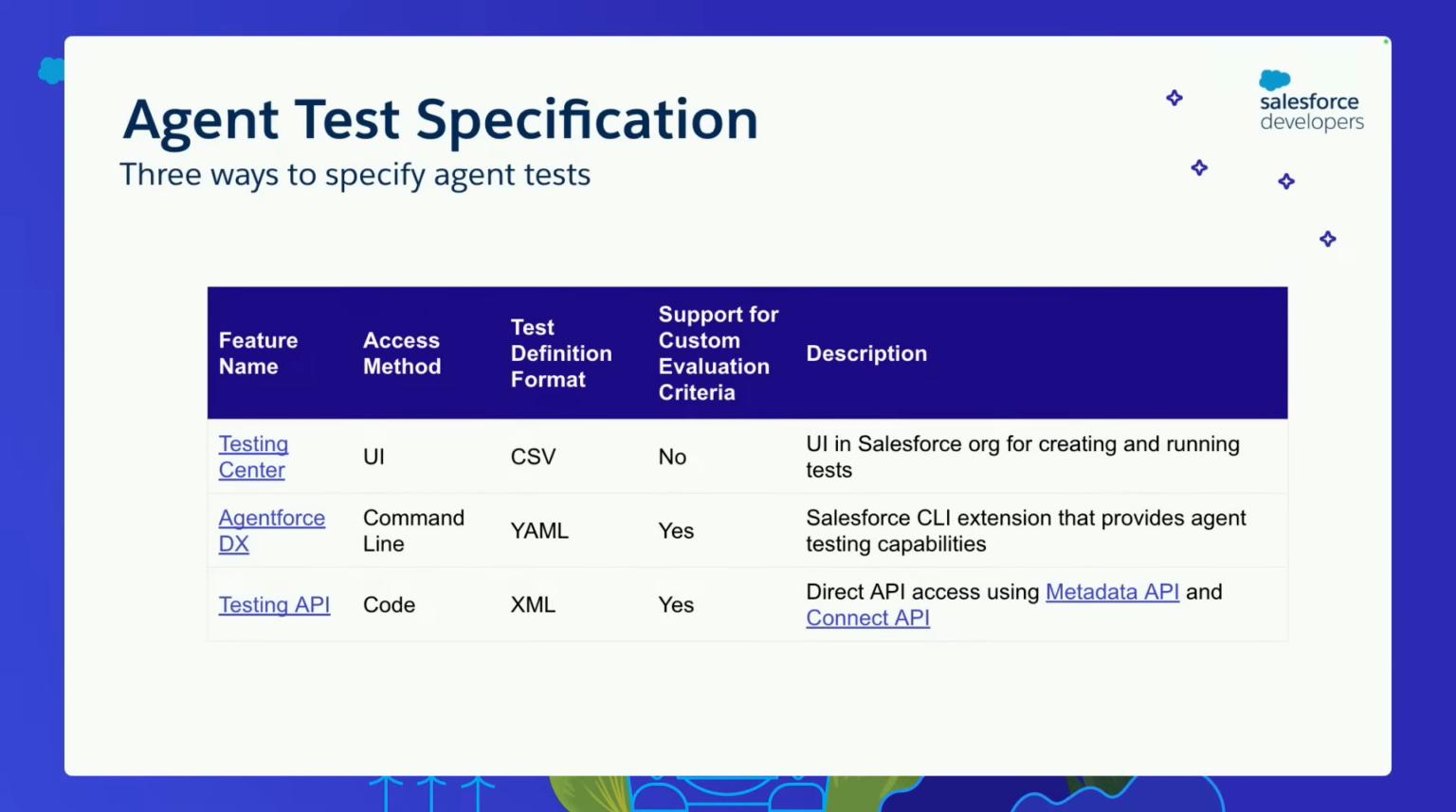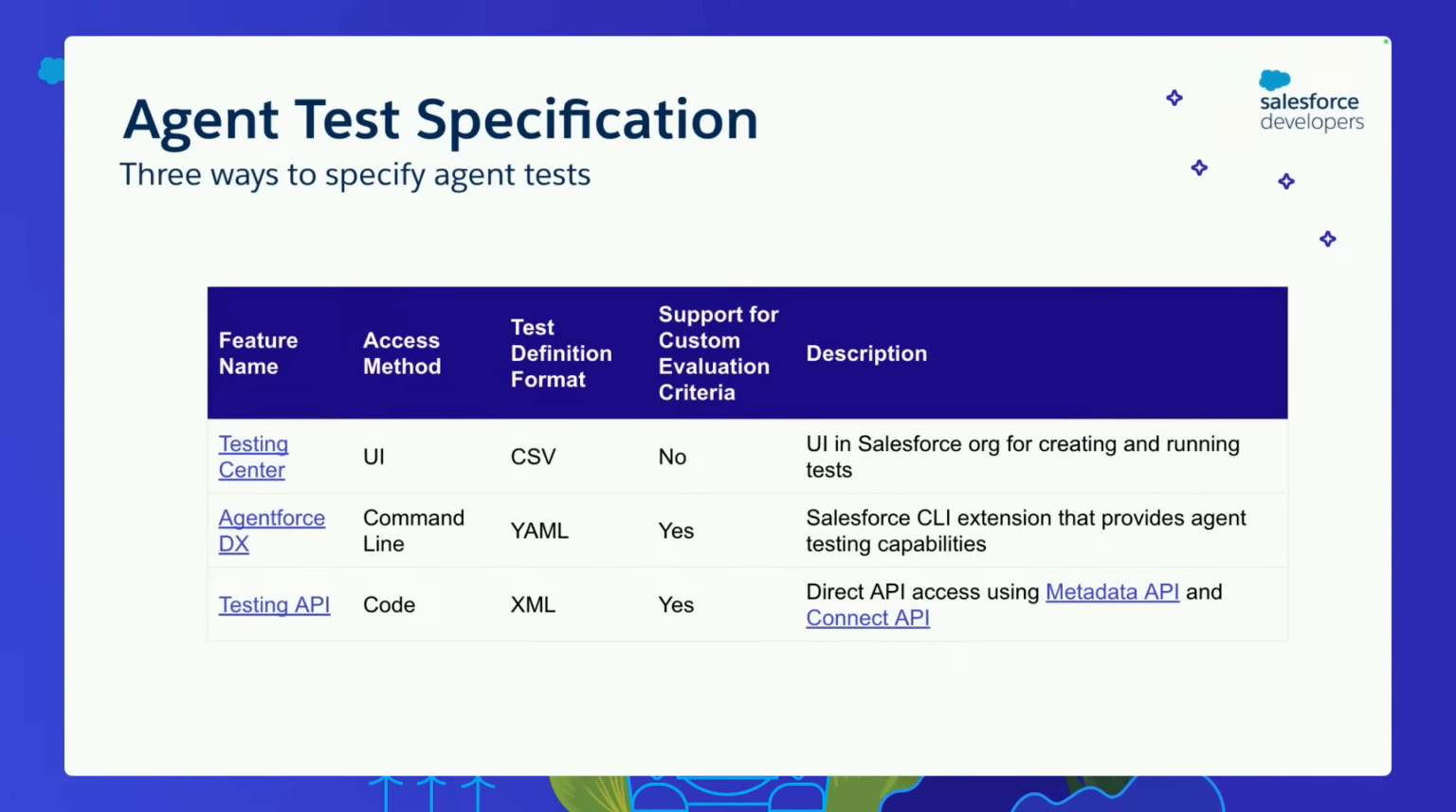The other thing that is not clear in the documentation that needs to be updated is that we don't have support for custom evaluation criteria. This is something I will also demonstrate during today's session. Then there are two other options to specify agent tests.